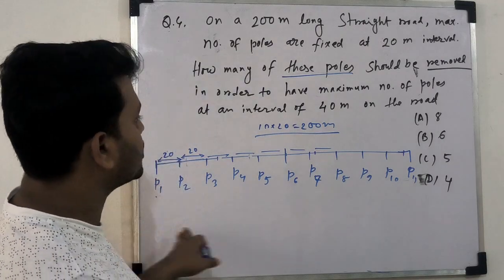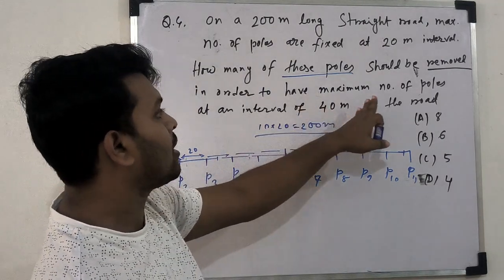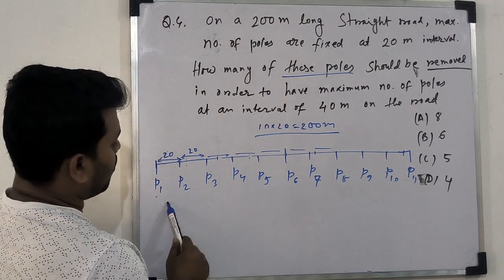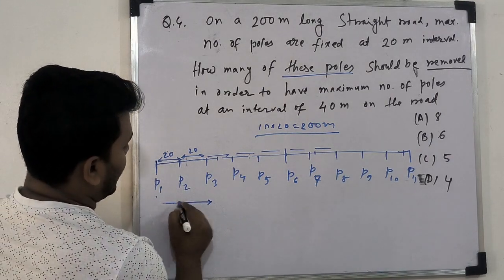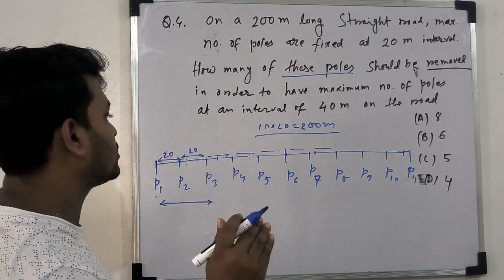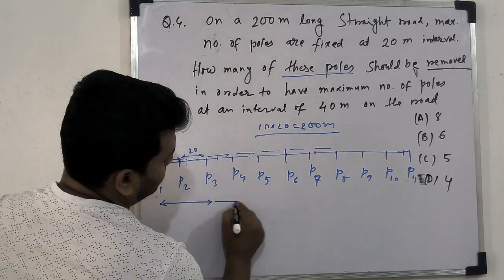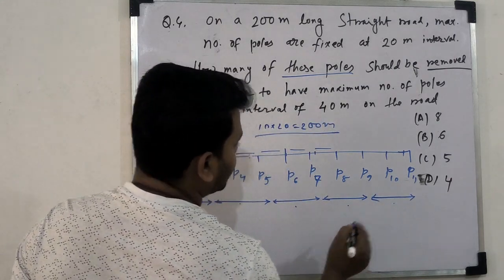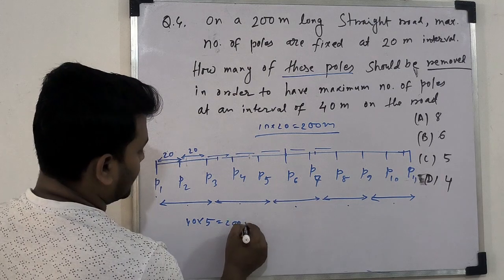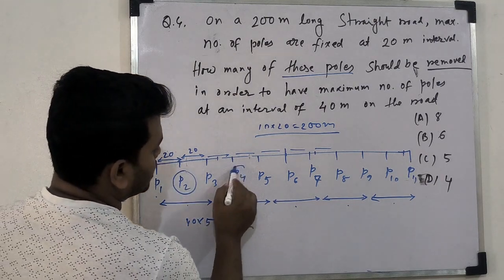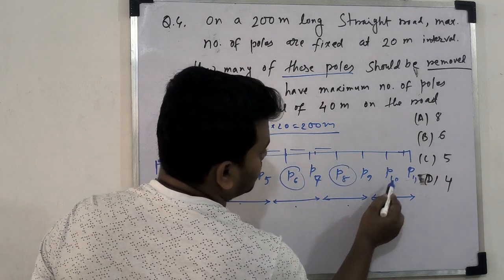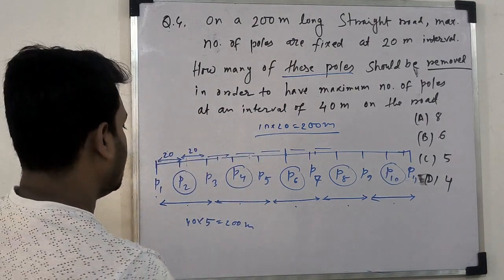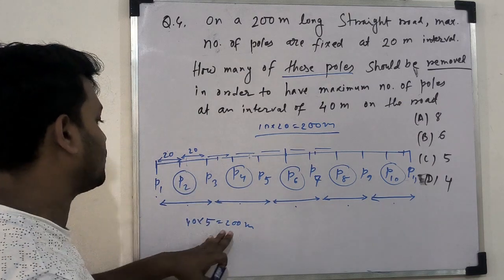The question is how many of these poles should be removed in order to have the maximum number of poles at an interval of 40 meter. So now we remove the poles so that there are 40 meter gaps. To make 40 meter gaps and make sure that the number of poles is the maximum, this will be the 40 meter gap. So there will be 5 gaps of 40 meters, 5 into 40 is 200 meter. Therefore in between, this should be removed, this should be removed, this should be removed, this should be removed, this should be removed, so that between two poles there is a 40 meter gap.